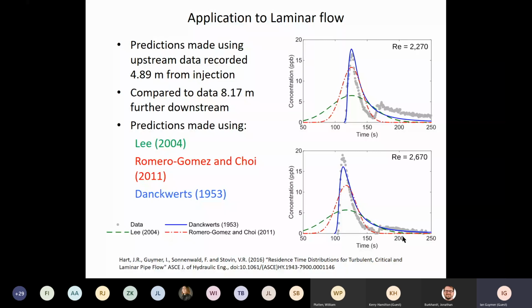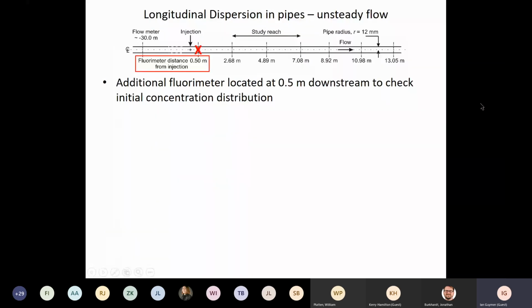If we pass on then from looking at steady flow and we now look at unsteady flow situations, it's the same pipe. This work hasn't been published yet. This work we submitted for consideration just probably a month ago now, to be honest. But it's still from James's thesis, which was submitted in 2013. So it's matured. It's been on the shelf a long time. The only difference to this work is we added an additional fluorimeter just downstream from the injection, and you'll see why we did this later on when I present some more pictures.